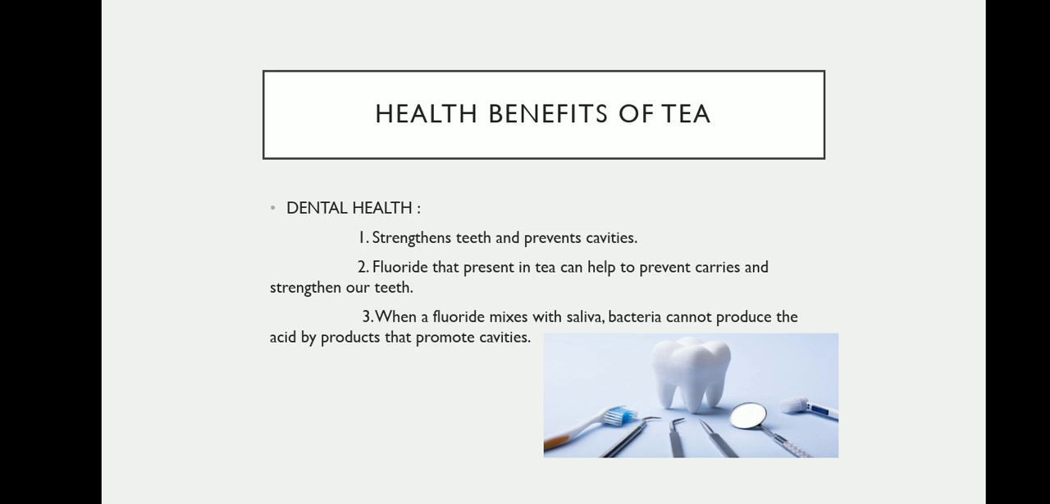Then health benefits of tea. Tea has 5 major health benefits. They are dental health, preventing growth of cancer, brain health, blood health and heart health. In dental health, it strengthens our teeth and prevents cavities. Fluoride present in tea can help to prevent cavities and strengthen our teeth. When fluoride mixes with saliva, bacteria cannot produce the acid byproduct that promotes cavities.